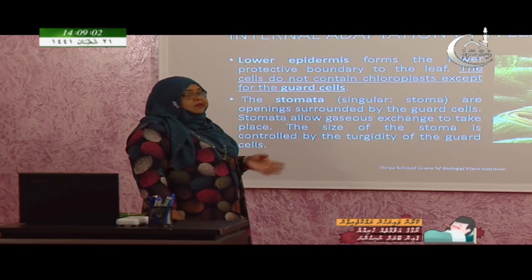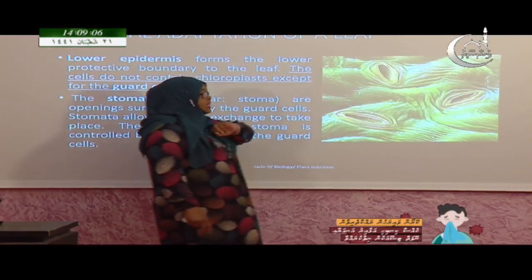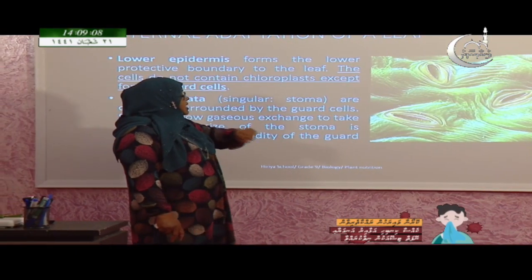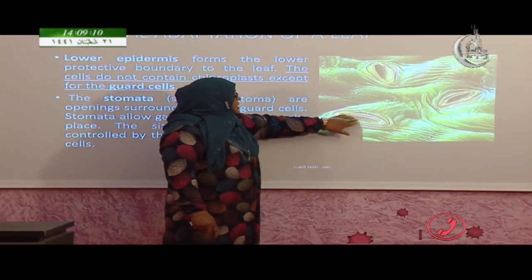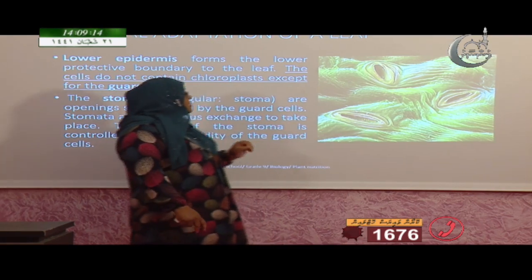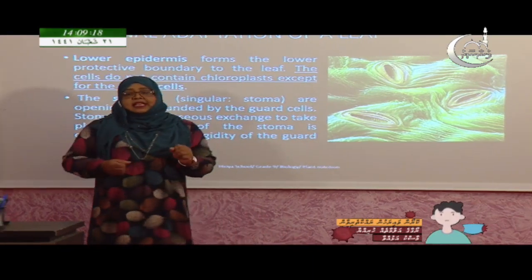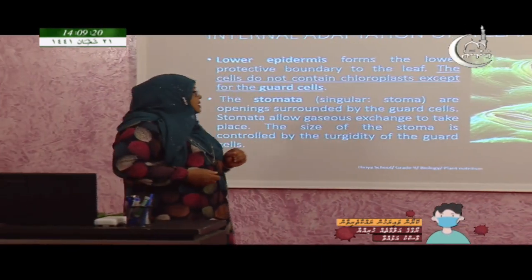During daytime, the guard cells do contain chloroplast. So, they photosynthesize. When they photosynthesize, they produce a sugar, and sugar is in the vacuole. That means it lowers the water potential. So, from the epidermal cells, water is drawn into the cells, making the cells turgid, which opens the stomata.